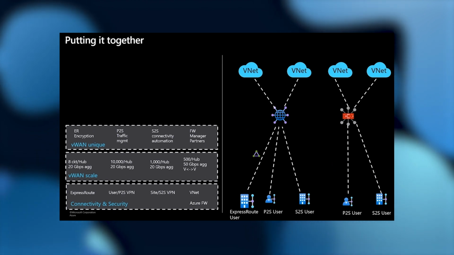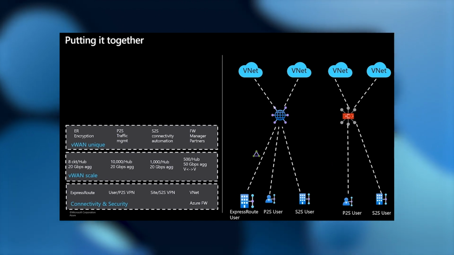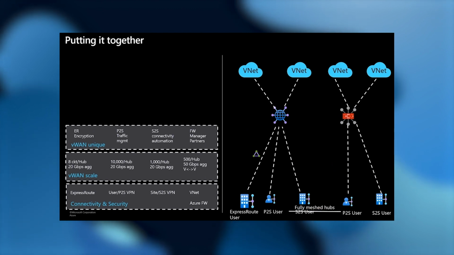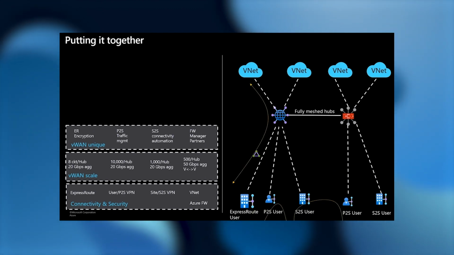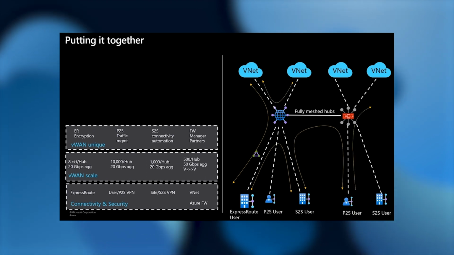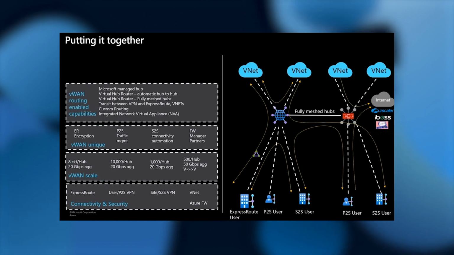We talked about the site-to-site connectivity automation partners. That's also unique to Virtual WAN. And then, of course, we also spoke about the Firewall Manager partners, which is the security as a service partners like Zscaler, iBoss, and Checkpoint. So if you look at the flow, you have a fully meshed hub, you have different kinds of flows, and you can pretty much do any-to-any connectivity, all of this seamlessly in Virtual WAN.